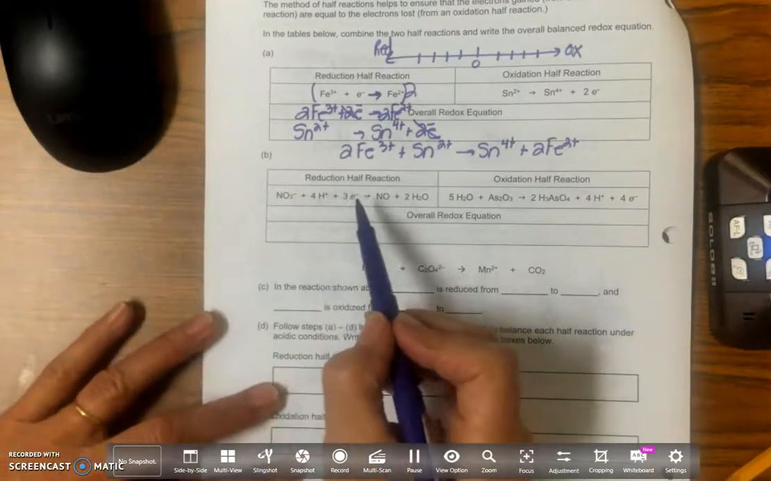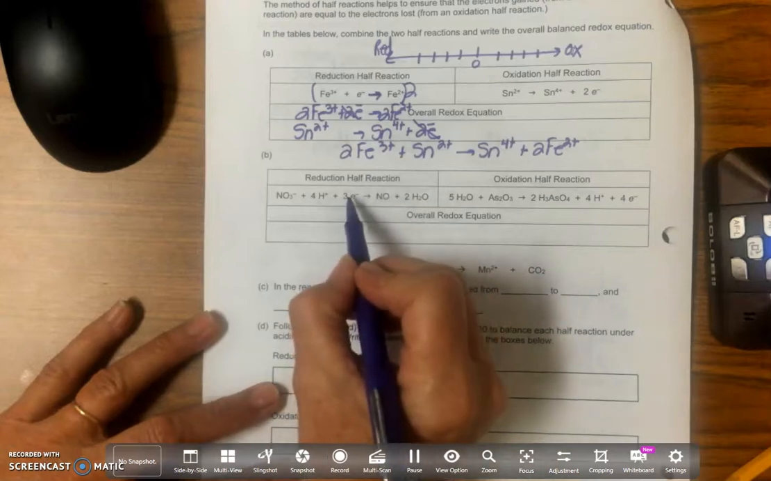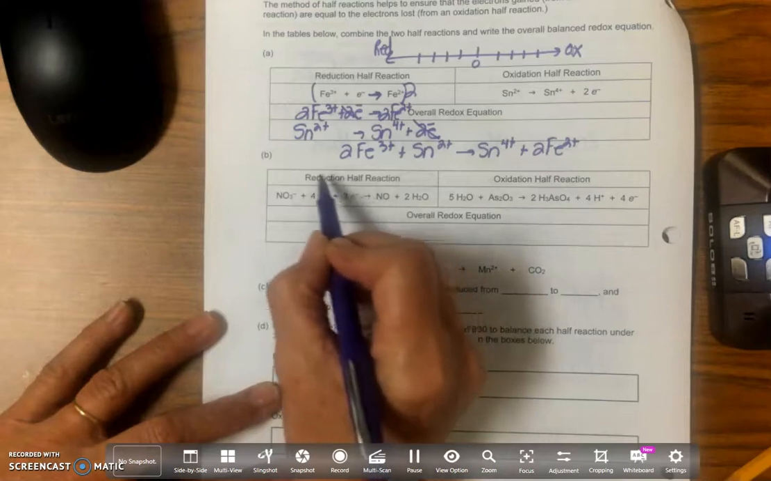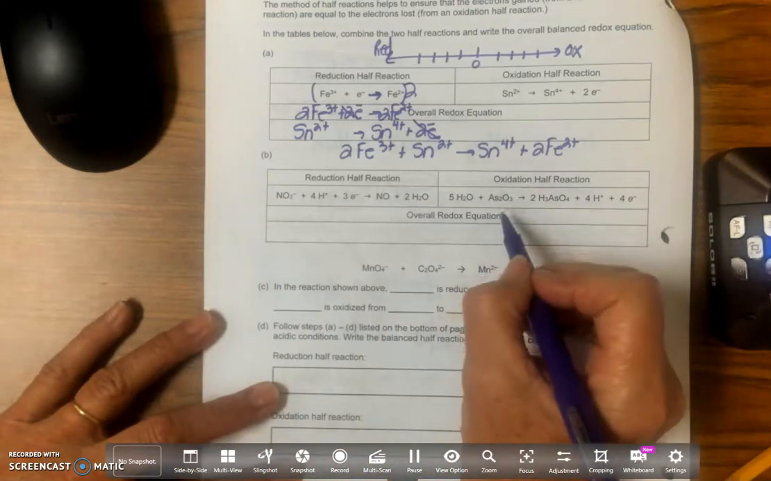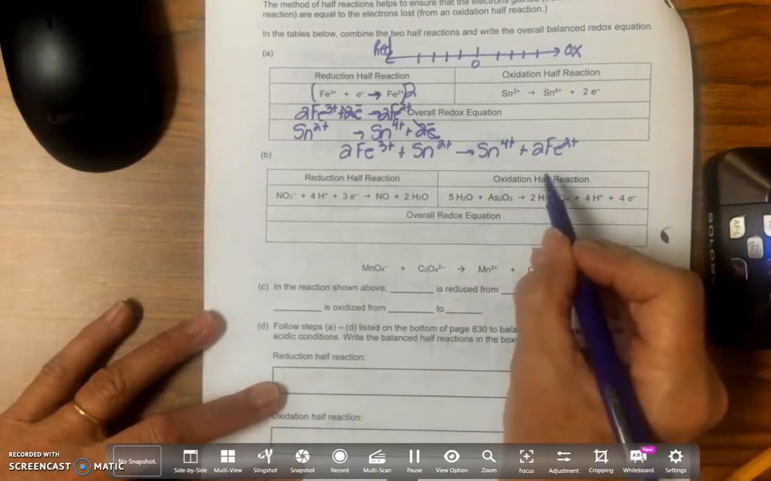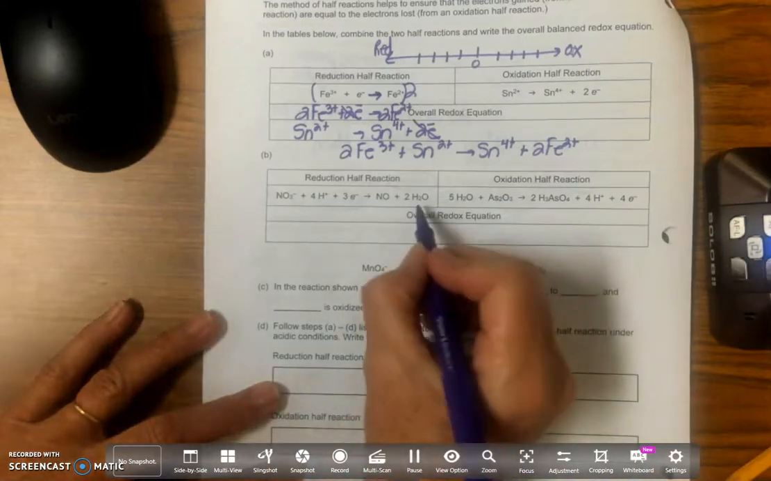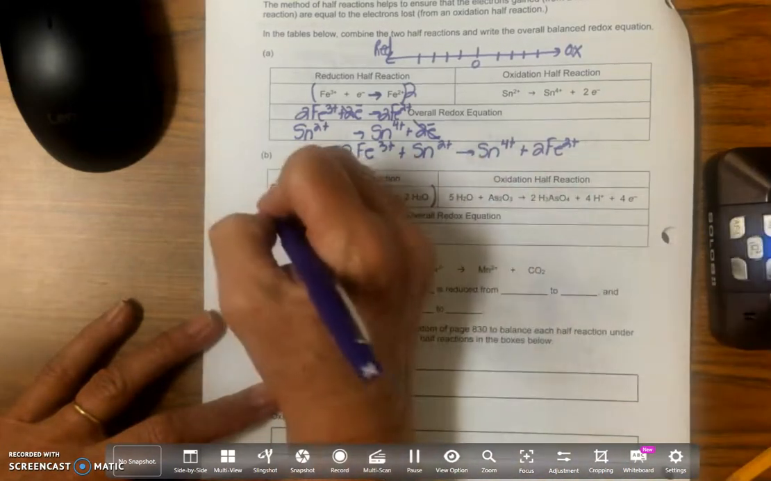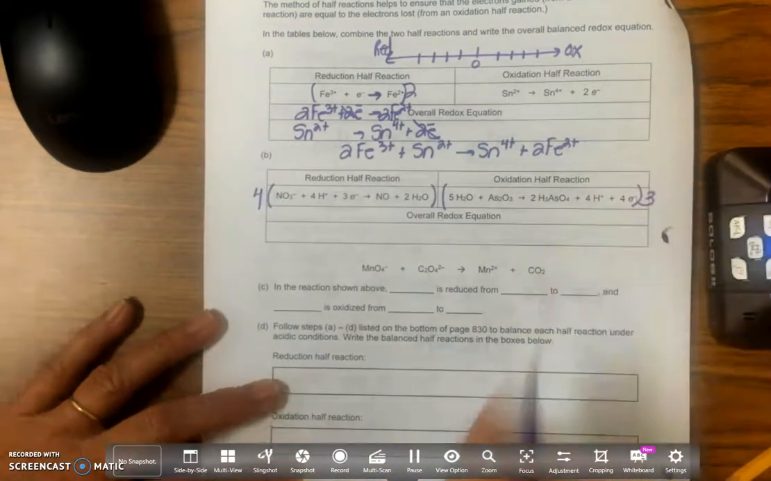Here's my reduction reaction, right, because I'm adding electrons. Now this is a little harder to see, but if I have electrons on this side, it's adding electrons to give that, that's reduction. And this is taking away electrons, loss, so that's oxidation. Now what do I have here though? I've got 3 and 4. So I'm going to multiply this by 4, and I'm going to multiply this by 3.